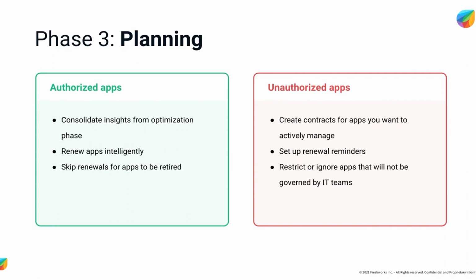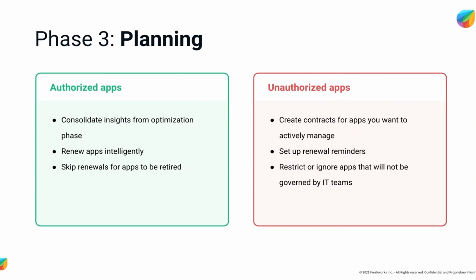So when it comes to the authorized applications, you can do one of these two things. One is you consolidate all the insights that you have received from the optimization phase and you renew your applications in an intelligent manner. Or if you see that some of these applications can be retired, that is, if you have a better SaaS application that can be adopted, or if you have seen a drop in a SaaS application's usage, you can choose to retire this application. So you can either renew a managed app or you can retire it.